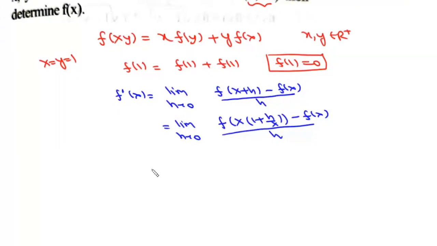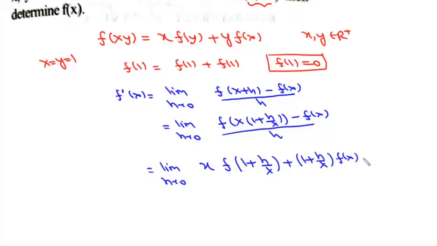So it will be this limit h tends to 0 of x f(1 plus h upon x) plus (1 plus h upon x) into f(x) minus f(x), whole divided by h. Now we'll split it in two parts.